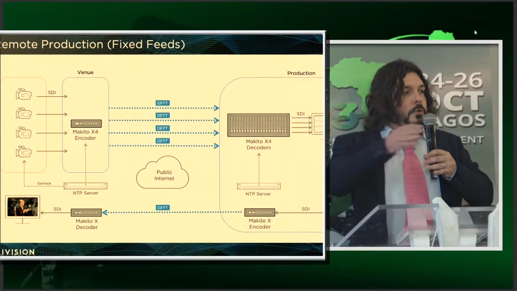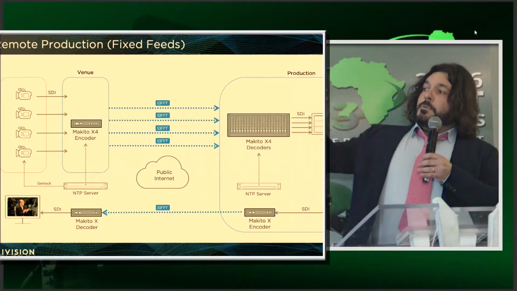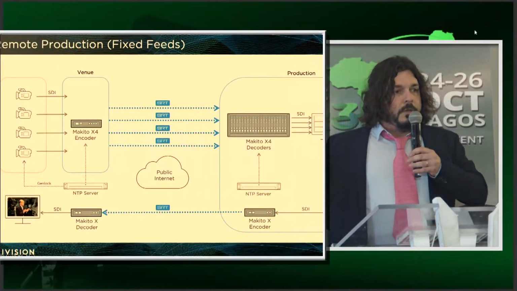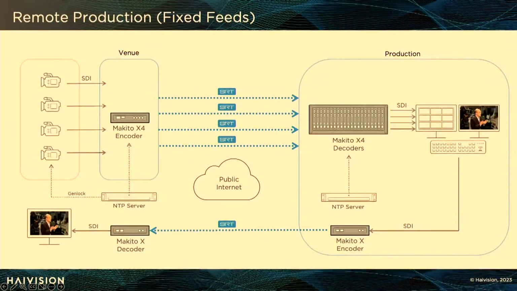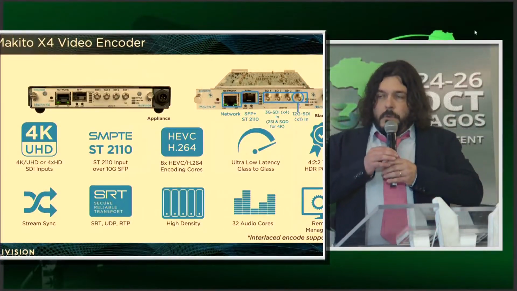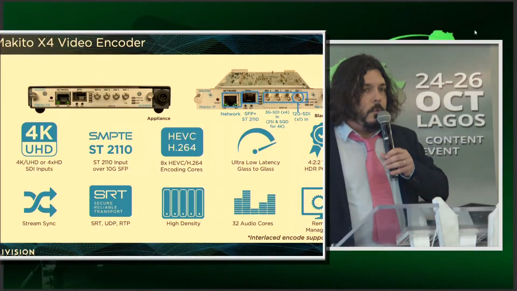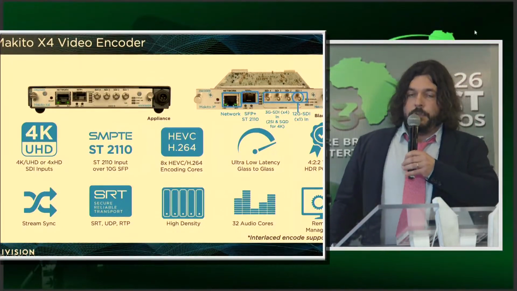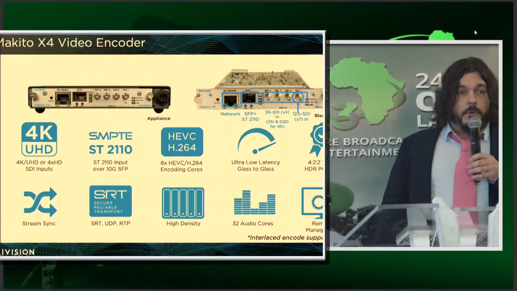And at the venue, you connect all your cameras, and you receive all those camera feeds remotely in your studio, in the previous example in Los Angeles, for example. Here you can see what the encoder looks like. So one of the main solutions of Haivision is the Makito X4 video encoder.